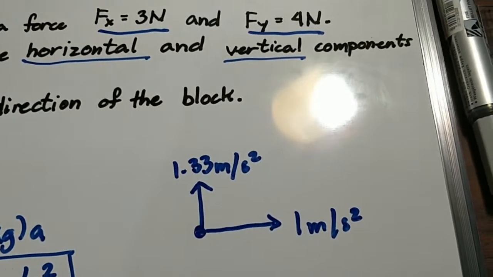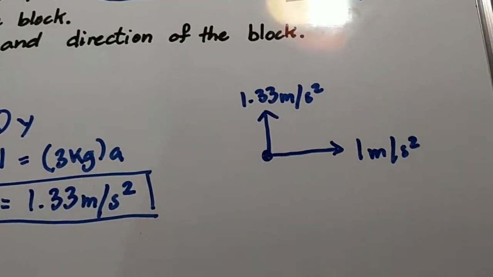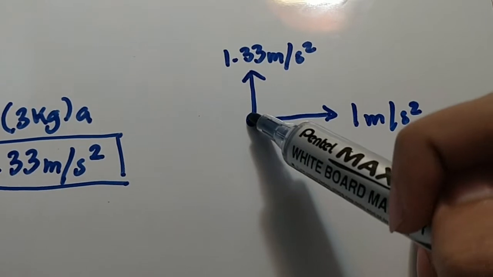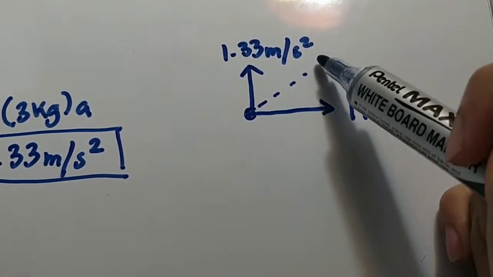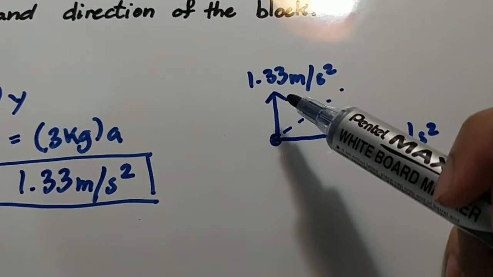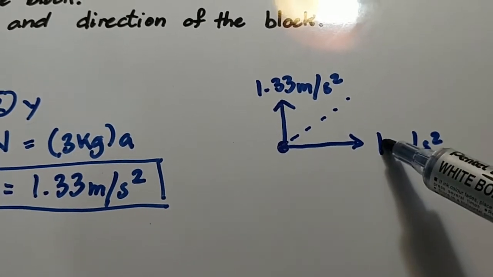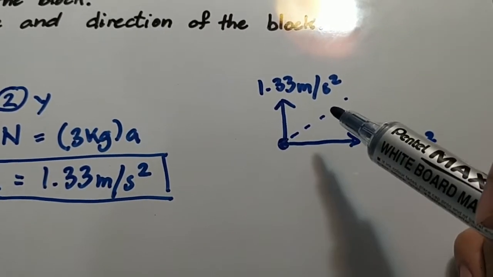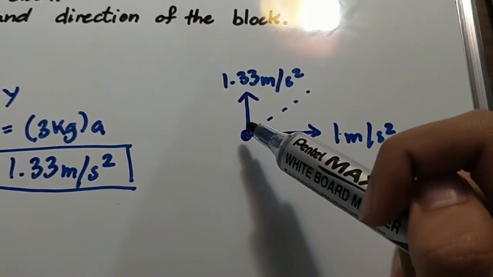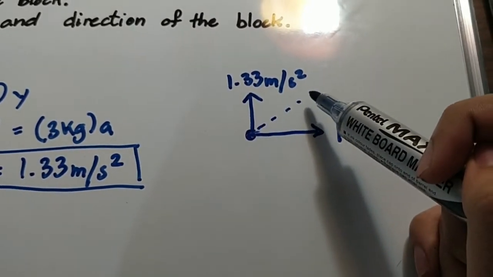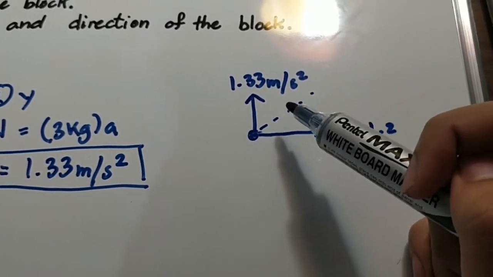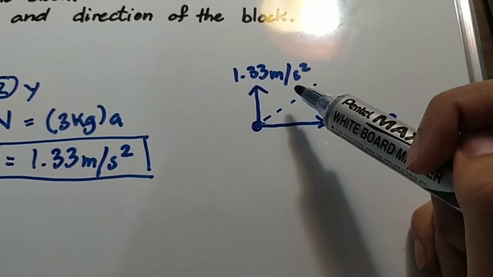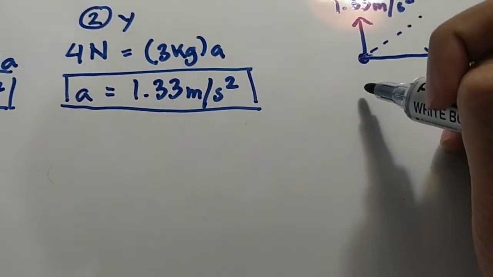Ngayon, nasaan dyan ang direction of the block? Ang direction of the block ay papunta dito, kasi may force ka pataas, may force ka pa right. Ngayon, diagonal yung movement ng iyong box. So, hahanapin natin yung line na to. Paano natin siya hahanapin? Through Pythagorean theorem.